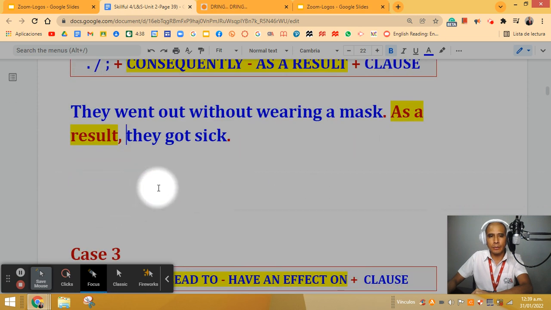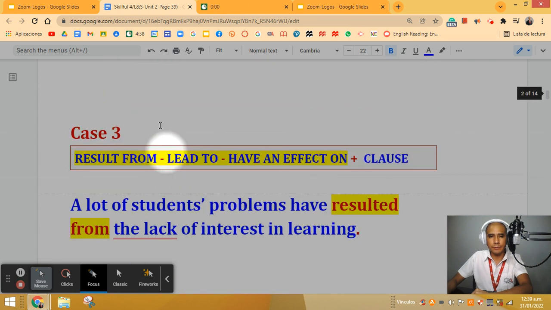Let's continue with case number 3. In the case of situation number 3, we have result from, lead to, have an effect on, plus a clause. What is the main characteristic in this case? After each verb, you will see that we have a preposition. In the case of the first one, we have from. In the case of the second verb, we have the preposition to. And in the case of this phrase, have an effect, we have the preposition on.